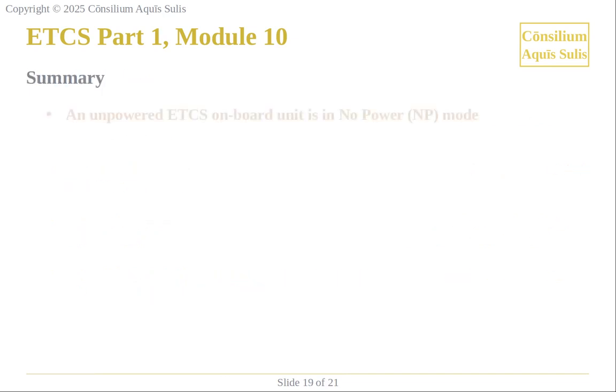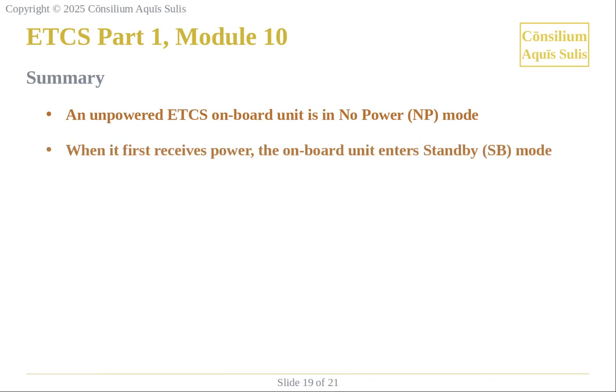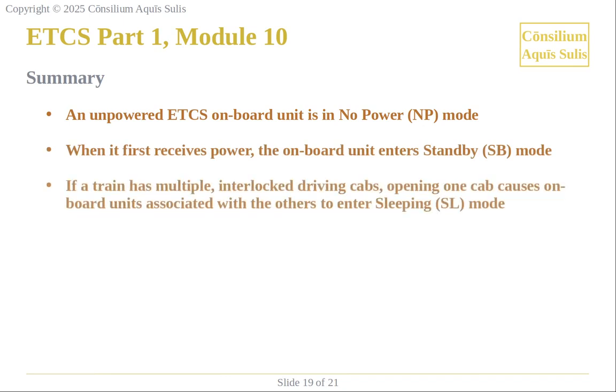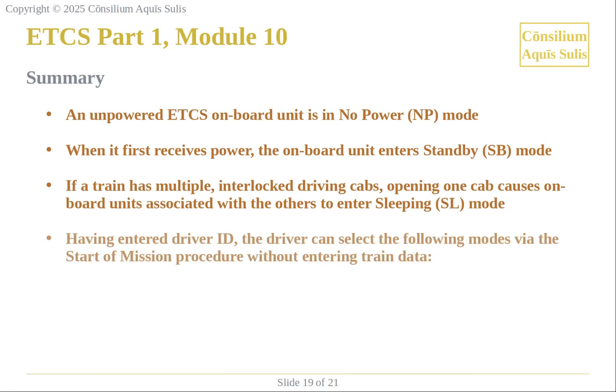In summary, an unpowered ETCS onboard unit is in no power mode. When it first receives power, the onboard unit enters standby mode. If a train has multiple interlocked driving cabs, opening one cab causes onboard units associated with the others to enter sleeping mode. Having entered driver ID, the driver can select the following modes via the start of mission procedure without entering train data: non-leading, shunting, supervised manoeuvre.